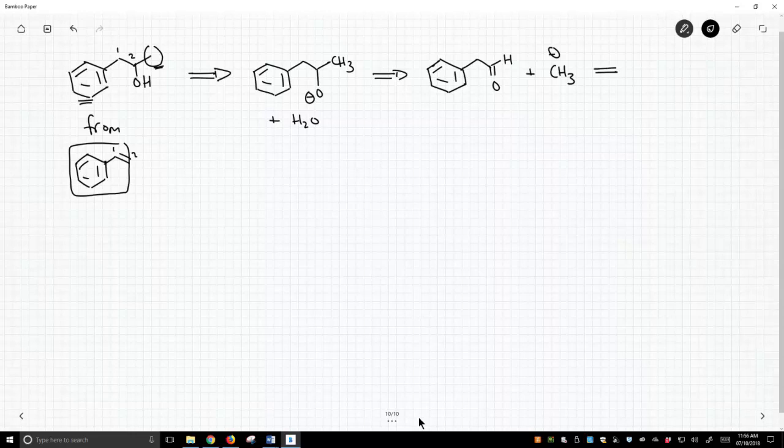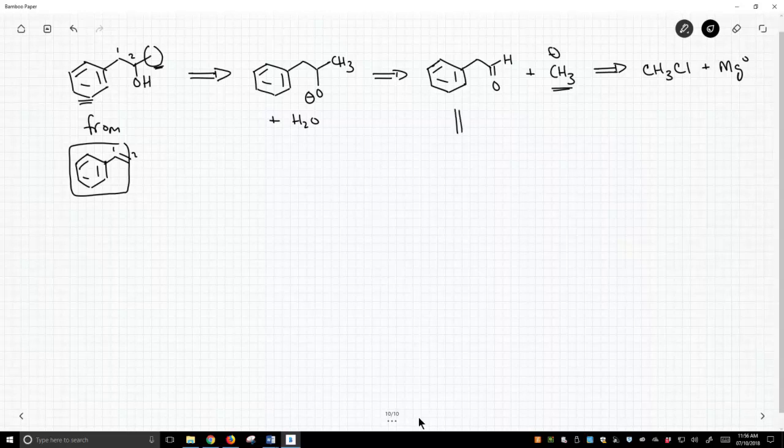And if we really want to get picky, we can go backwards on this particular group and say, yeah, we made this from some halide plus magnesium. That's how we made that reagent. We could have made a Grignard. We could have made an organolithium.